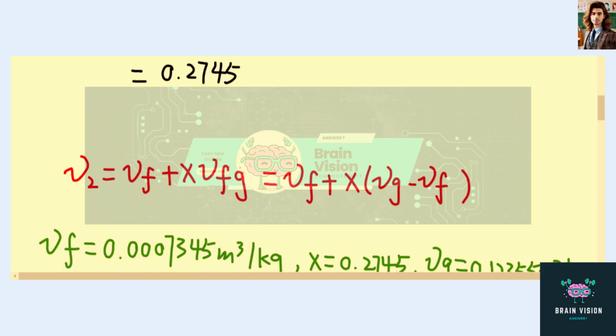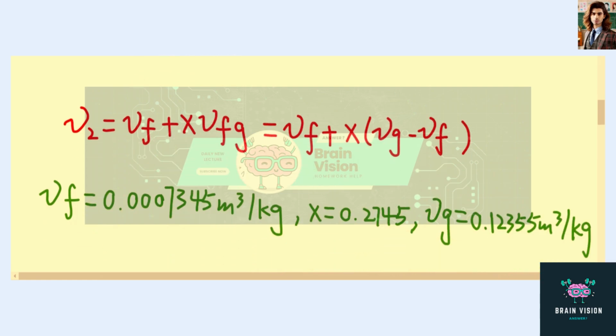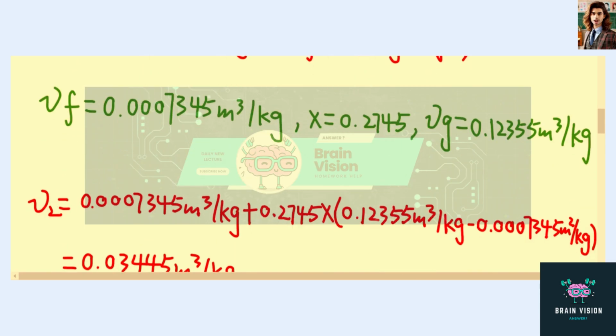And now we can try to determine the final specific volume of the refrigerant, okay? So the final specific volume, which is v2 here, is equal to vf plus x times vfg, which can be equal to vf plus x times (vg minus vf), okay? So the vf here is the specific volume of a saturated liquid, and vfg here is the volume change per unit mass during the vaporization process. And vg is the specific volume of saturated gas, okay?